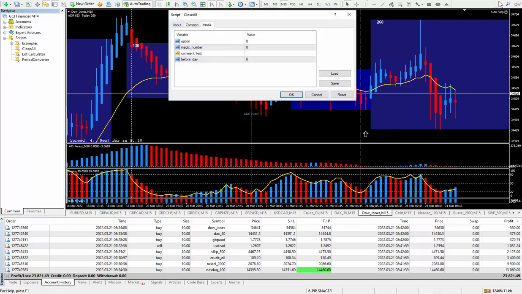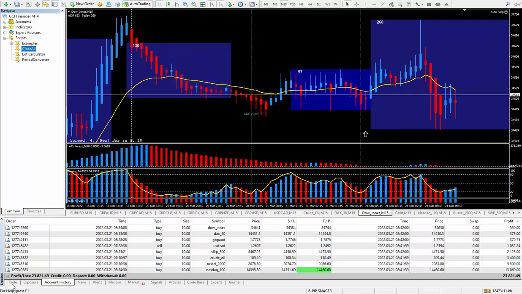Make sure you have the smiley face on and the auto trading button pushed on. All you got to do is press OK, and then it closes everything in the trade terminal, all in one shot. All market orders, pending orders, everything gets closed down.